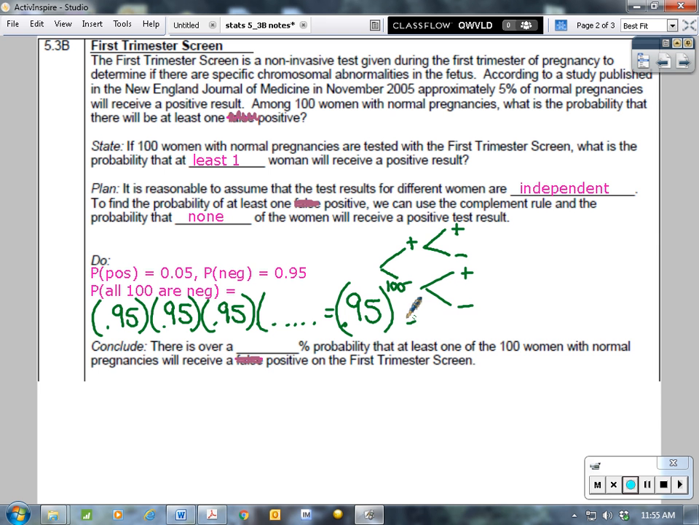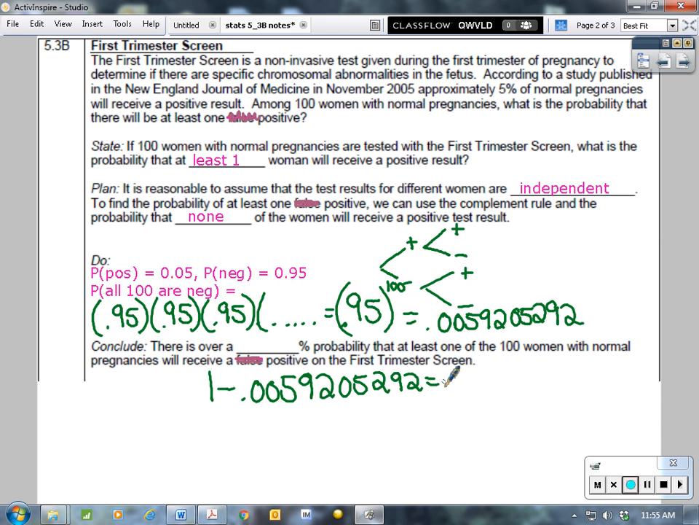And this gives me 0.0059205292. Now, I want the probability that at least one is positive. So I really want the complement. So I'm going to subtract this from 1. And that should tell me my value. And I'll go ahead and round this one, 0.994.